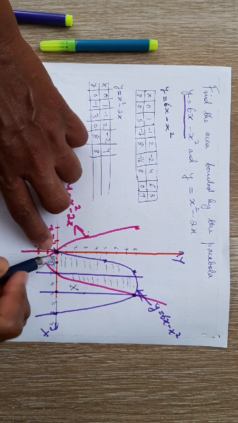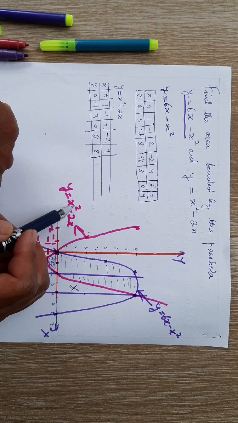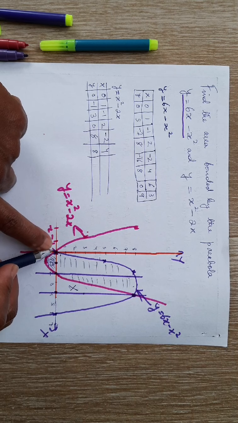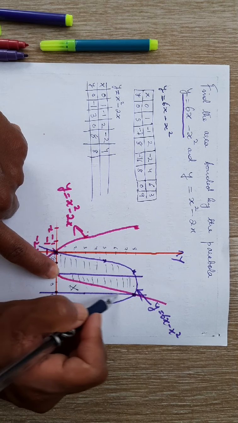What is this area? It is bounded by which curve? It is bounded by a single curve and the x-axis. y is equal to x square minus 2x between x is equal to 0 to x is equal to 2. Then I need to subtract this one.